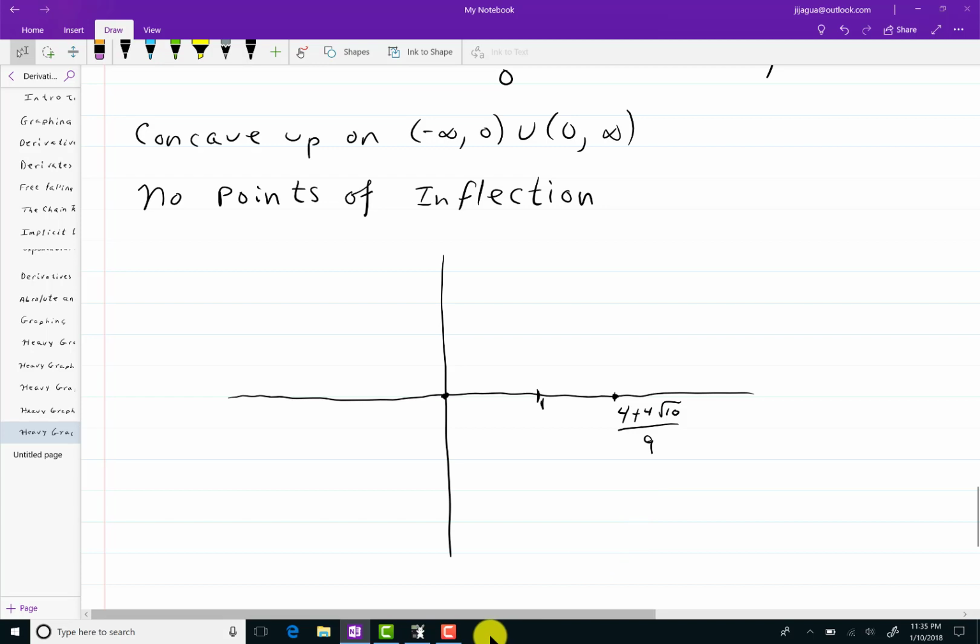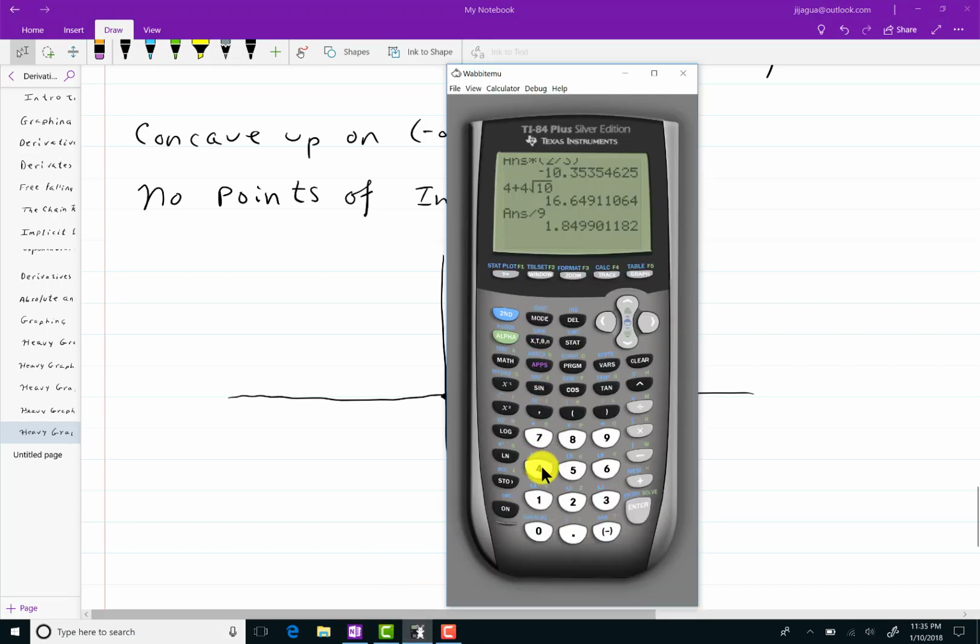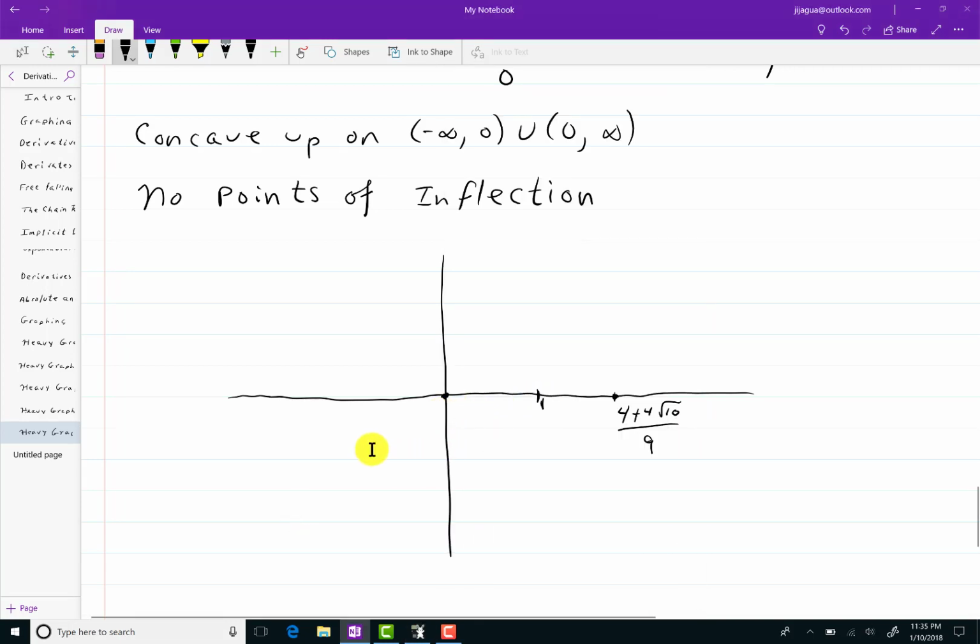Now let me do the same for the 4 minus 4 radical 10. So I'll do 4 minus 4 radical 10. Enter. And now I'll divide by 9. That's negative 0.96. That's about -1. So I'm going to put it in about the same general location, but on the other side. So this one right here was 4 minus 4 radical 10 over 9.